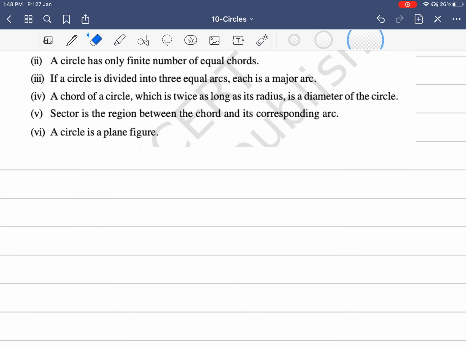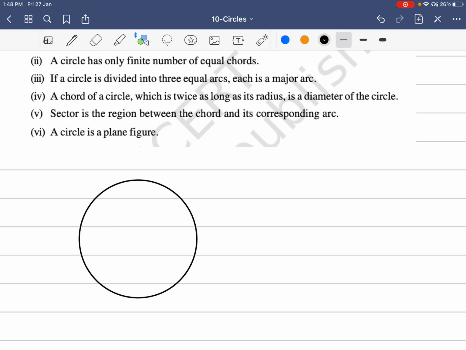Statement number 2 reads, a circle has only finite number of equal chords. Okay, so first let's understand what is the chord in the circle. So if this is a circle, once again I'll draw a bigger circle, and let this be the center of the circle. Let's call it O.